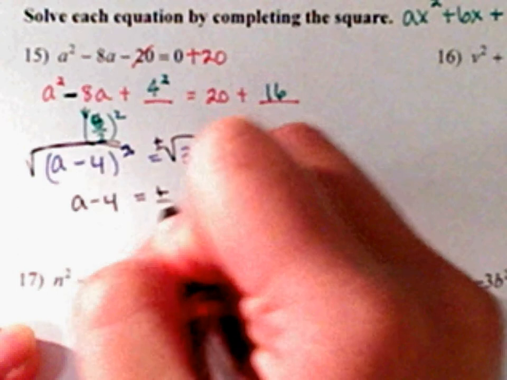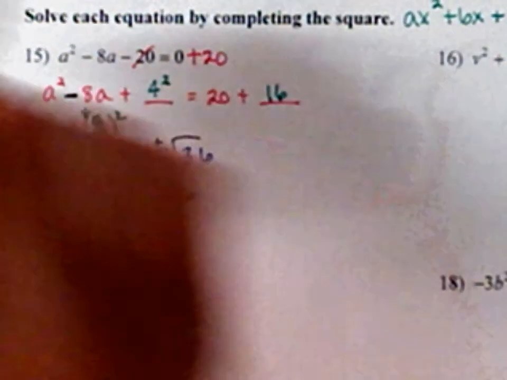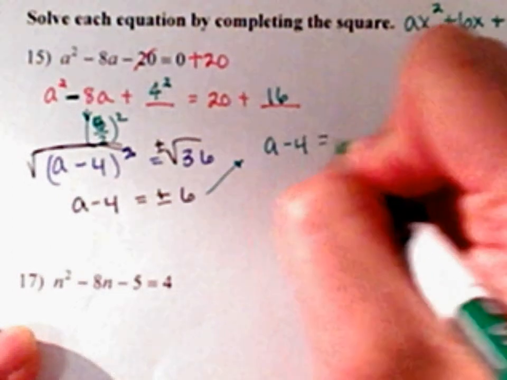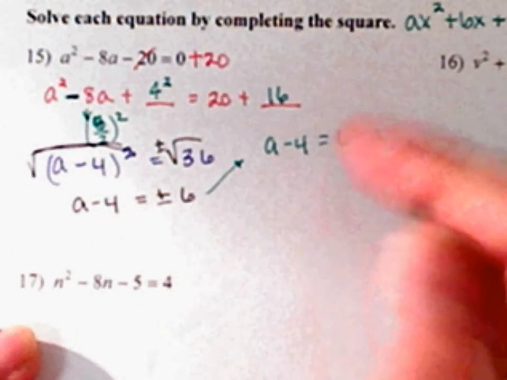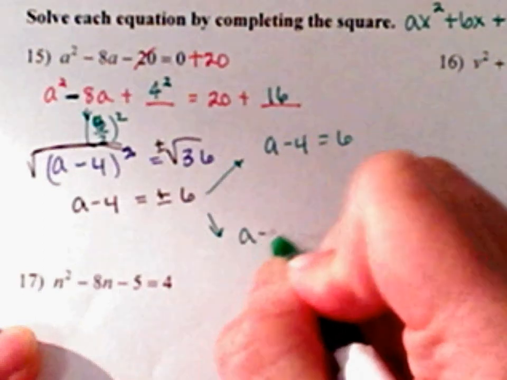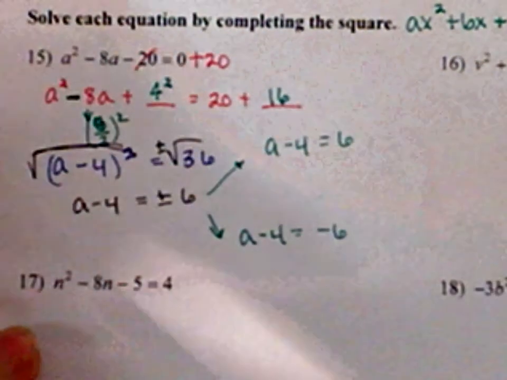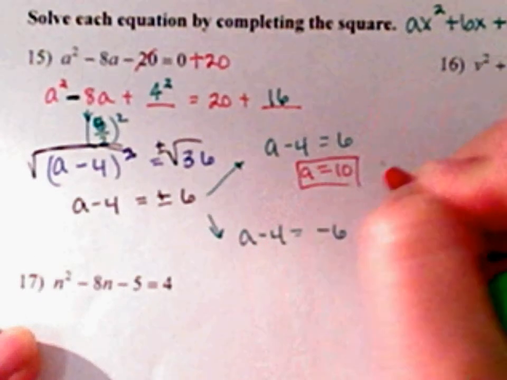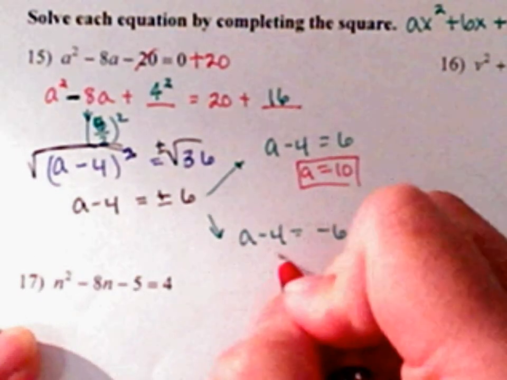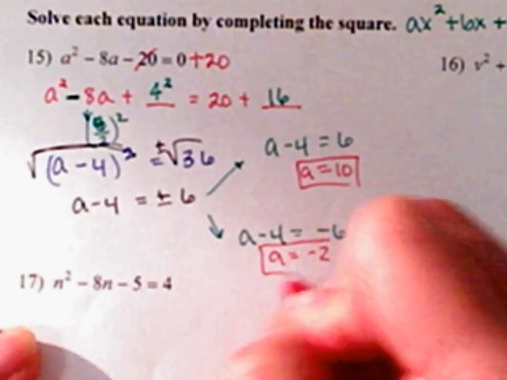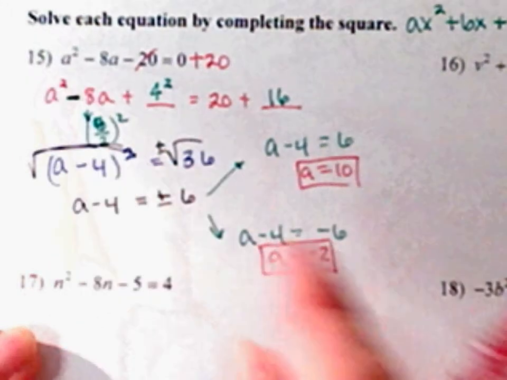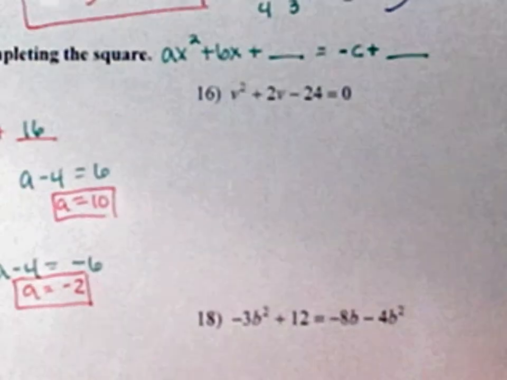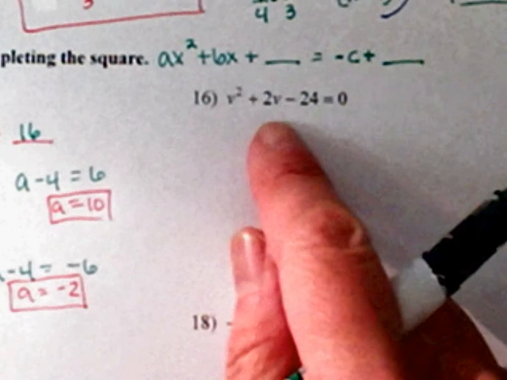Now I'm going to set it separately. So I'm going to have a minus 4 is equal to 6. There's your first one. And the other one is going to be a minus 4 equals negative 6. Solve for both. Add 4 to both sides, so a is equal to 10. Add 4 to both sides, so a is equal to negative 2. It's a square. You should always have two answers. Okay. 16. Completing the square. You might have been able to factor, but that's not what it's telling you to do. It says to complete the square.